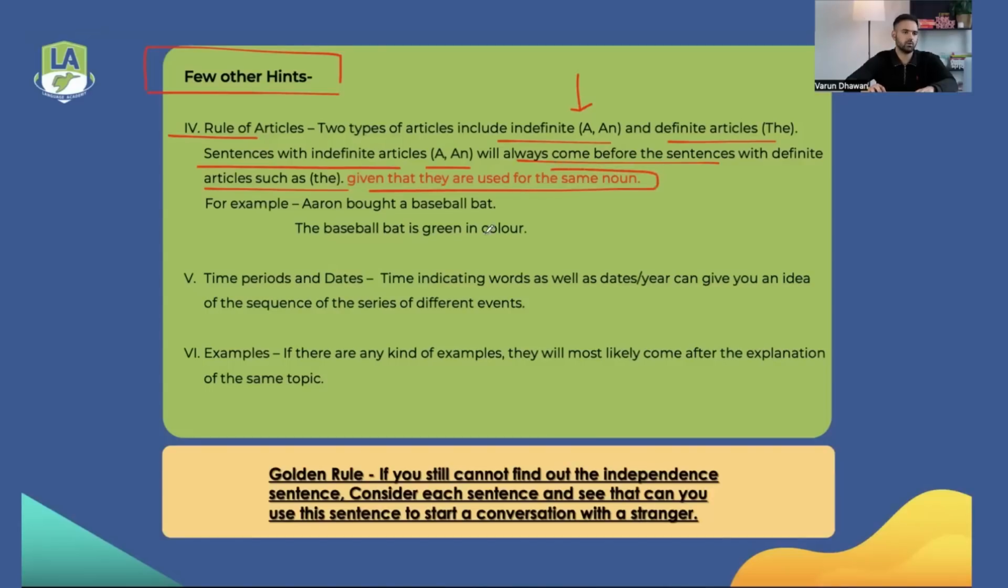For example, you have got two sentences. Aaron bought a baseball bat. The baseball bat is green in color.